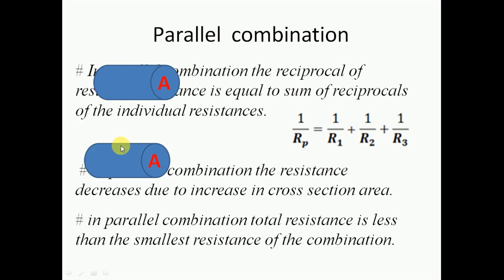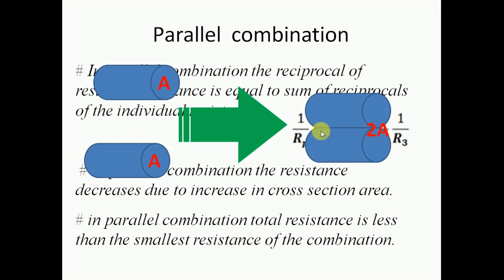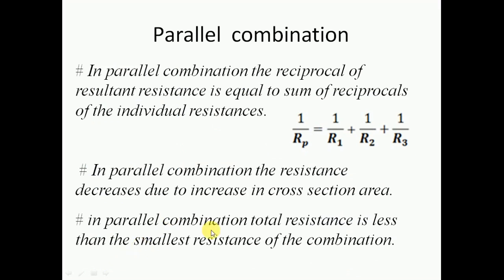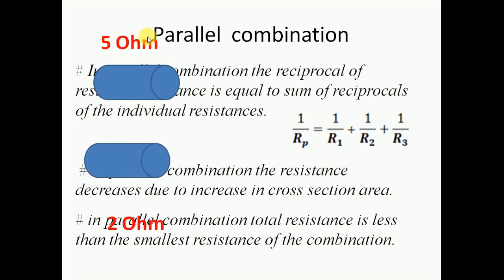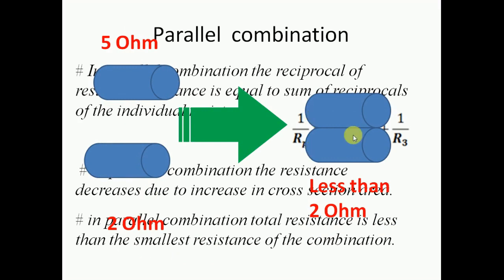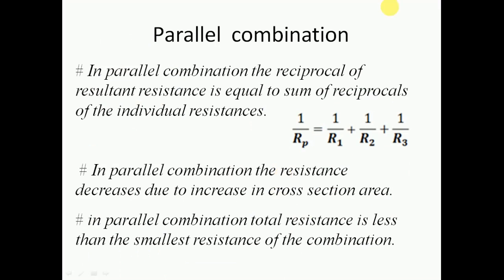So if you connect these two resistors in parallel like this, the area will increase, and as we all know, when the area increases, resistance decreases. In a parallel combination, the total resistance is less than the smallest resistance. So if you are connecting 5 ohm and 2 ohm in parallel, your combination will have a resistance less than the lowest, that is 2 ohm. So the combination should have less than 2 ohms. So these are the properties of parallel combination.